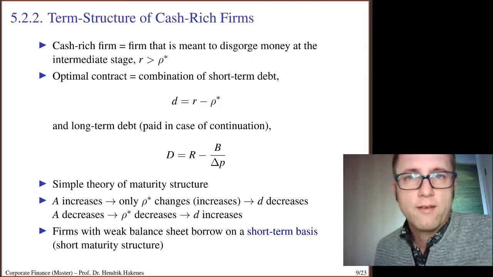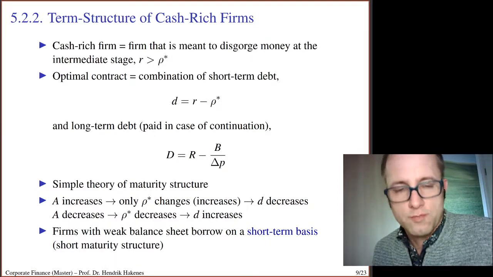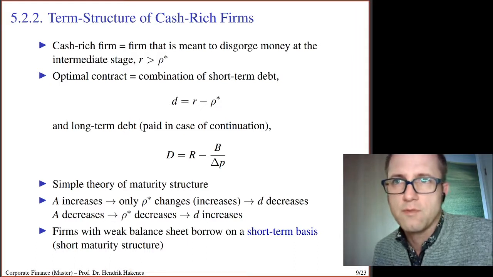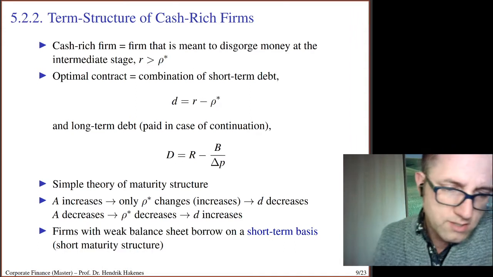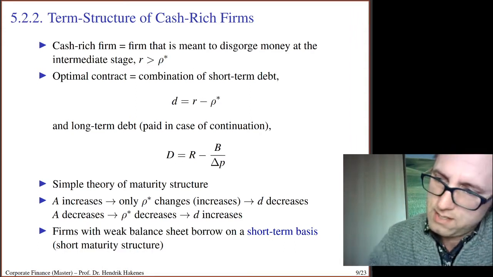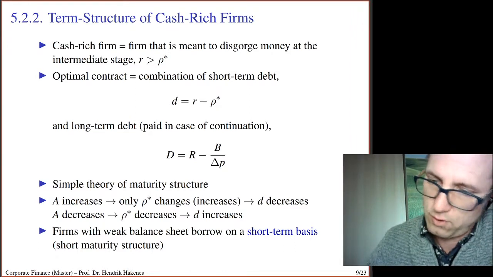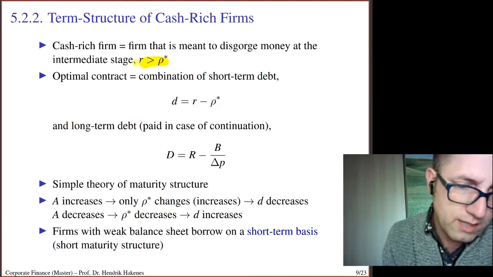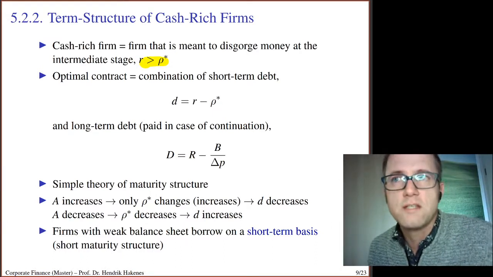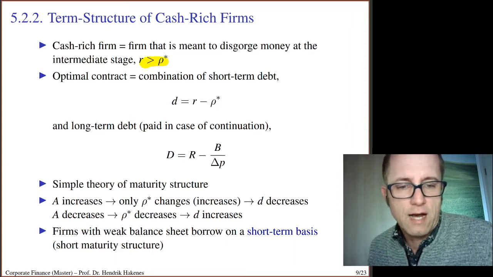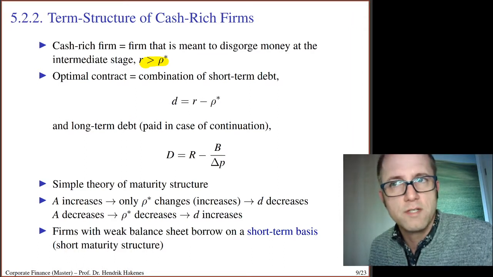All right, so we have now already looked at the optimal contract, and we will now come to this third step, the implementation of the contract. And there are actually two different interpretations depending on whether the firm is cash rich or cash poor. And cash rich means that the R, intermediate R, is larger than rho star.